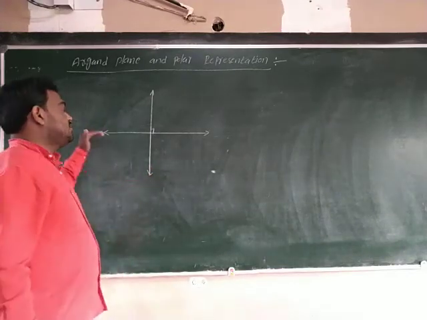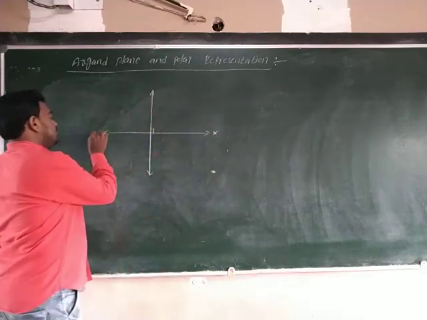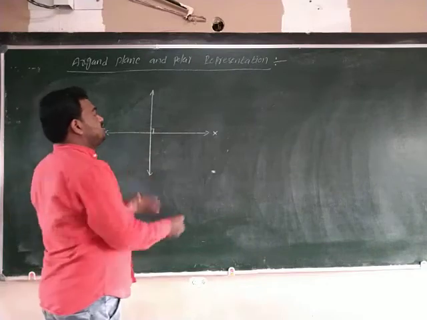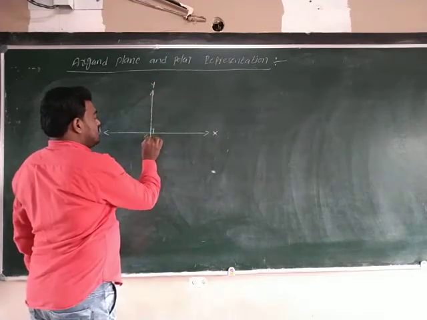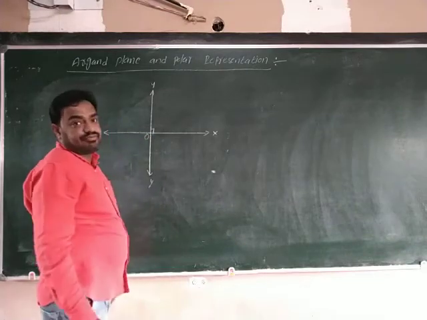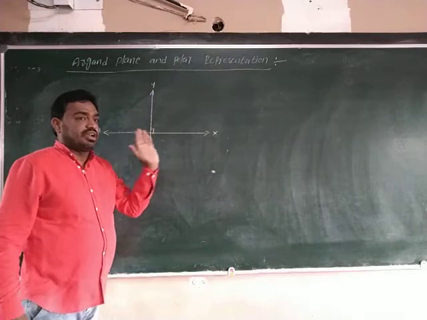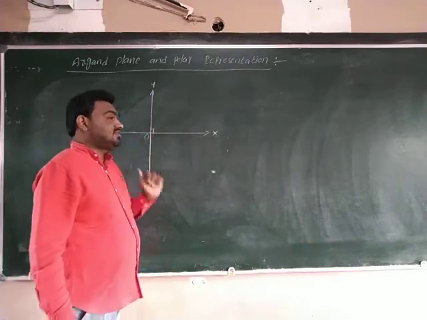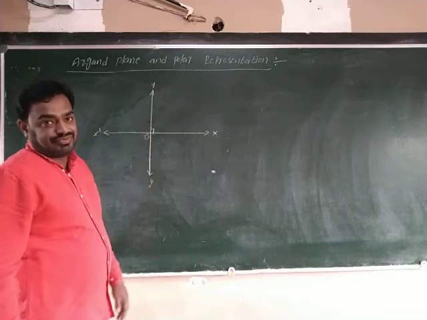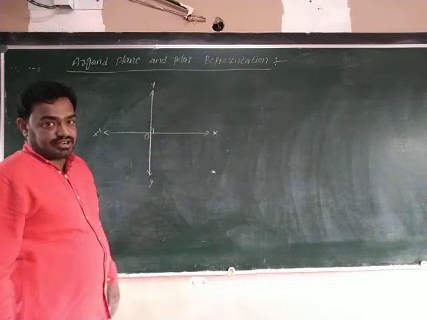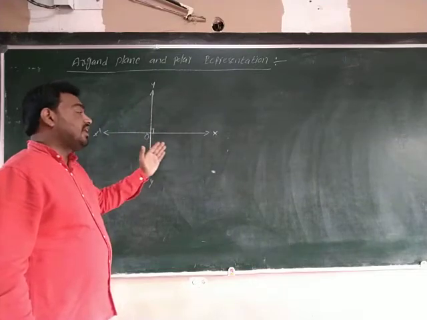In this, the horizontal line is called the x-axis. The vertical line is called the y-axis. The point of intersection of the coordinate axes is called the origin. These coordinate axes, the mutually perpendicular lines, divide the plane into four parts. Each part is called a quadrant, namely first quadrant, second quadrant, third quadrant, and fourth quadrant.